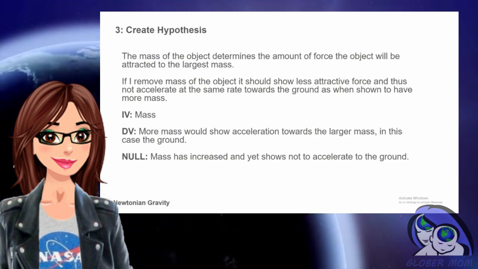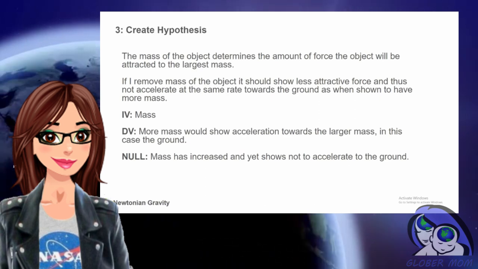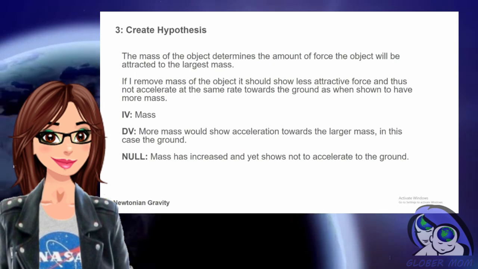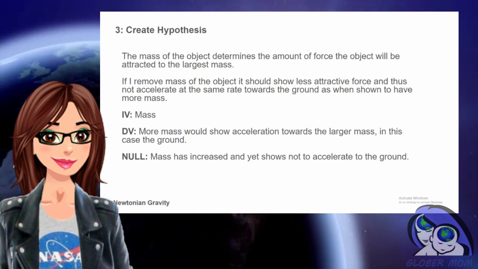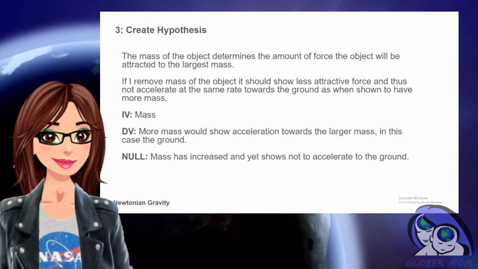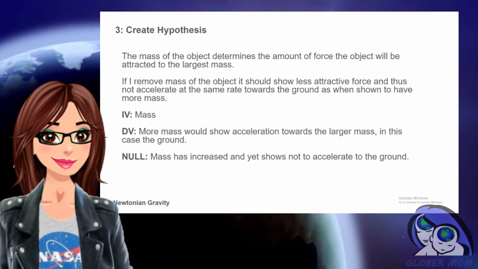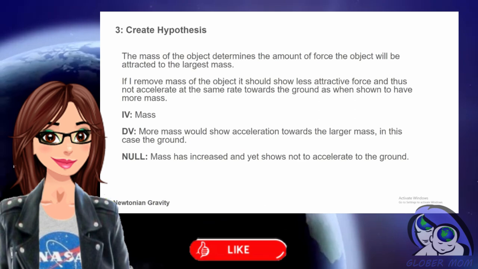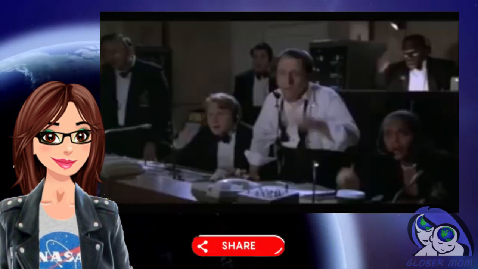The null is the antithesis of the hypothesis. So if it is validated, it means your hypothesis is invalidated. If the null is invalidated, your hypothesis is validated. This is a prove situation. You either prove your hypothesis or you prove your null. No matter how many times you do this experiment, it will always be either proven or disproven.